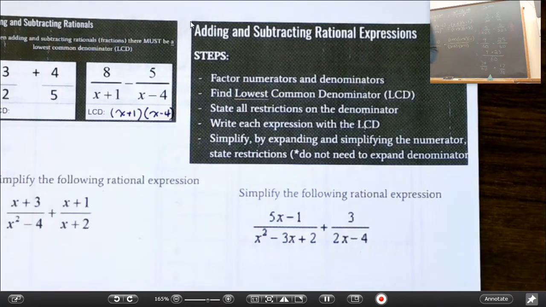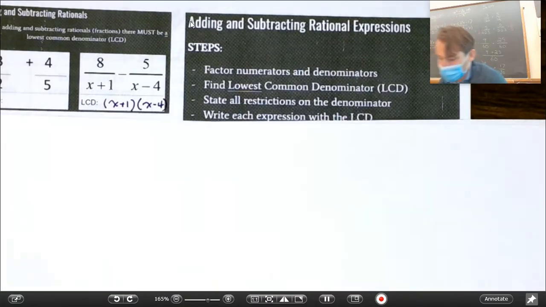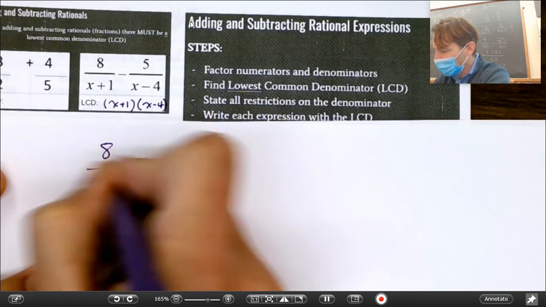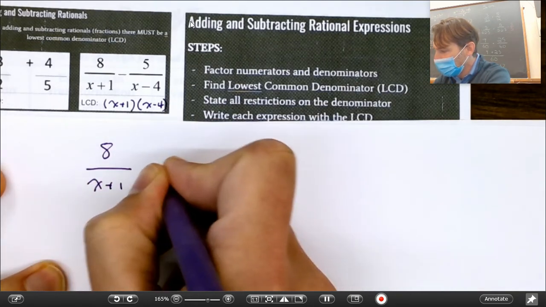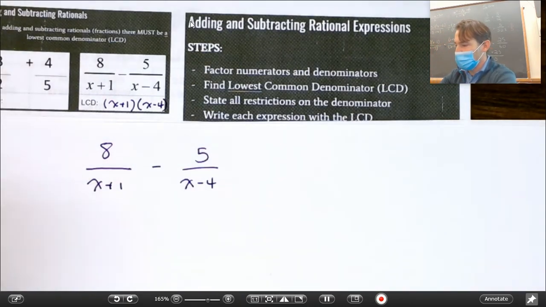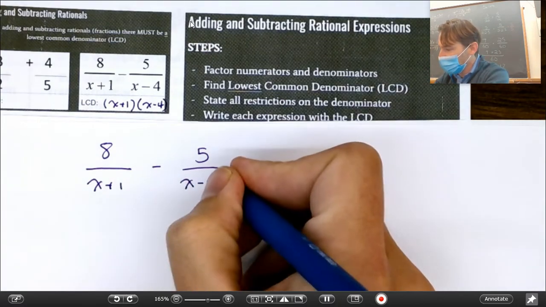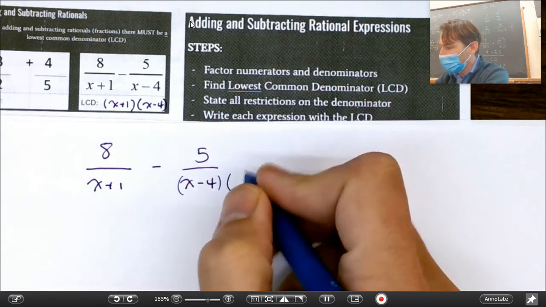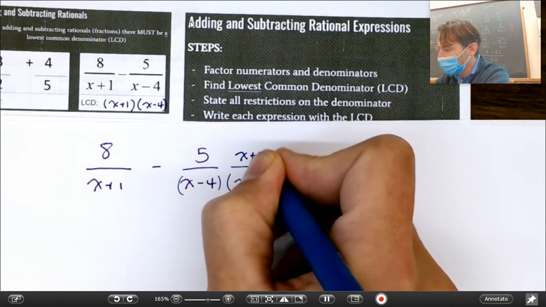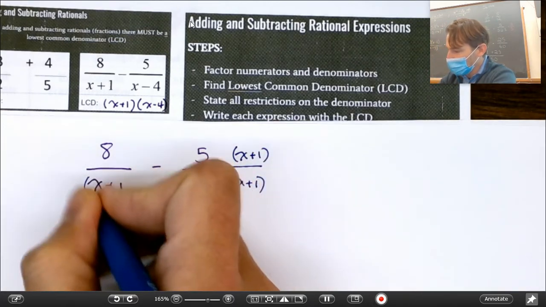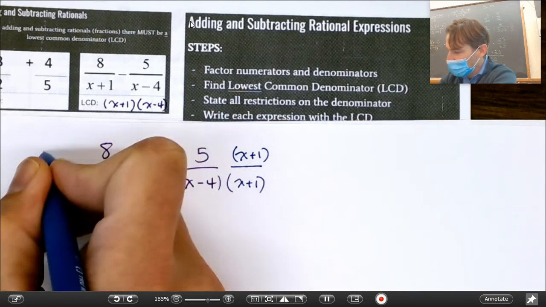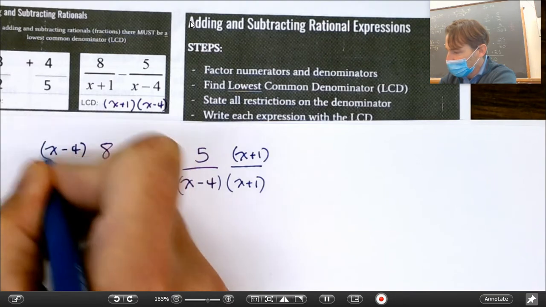Let's go, everybody. To answer a question like this, I am first going to copy out my question: 8 over x plus 1 minus 5 over x minus 4. And then I multiply top and bottom by the missing factor. I'm going to put that in brackets so that I remember. I'll multiply by x plus 1 on the bottom and on the top. Then over here I'll do a similar thing, multiplying by x minus 4 on the bottom and on the top.